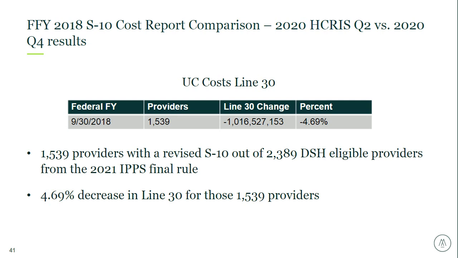But as you can see, we have around 65% of the DISH eligible hospitals, that 1,539 providers, with those S-10 findings. For these around 1,500 hospitals, line 30, which is the sole data point for calculating the hospital's UC payment, decreased by about 4.7%. That's over $1 billion in UC costs removed from these S-10 reports.